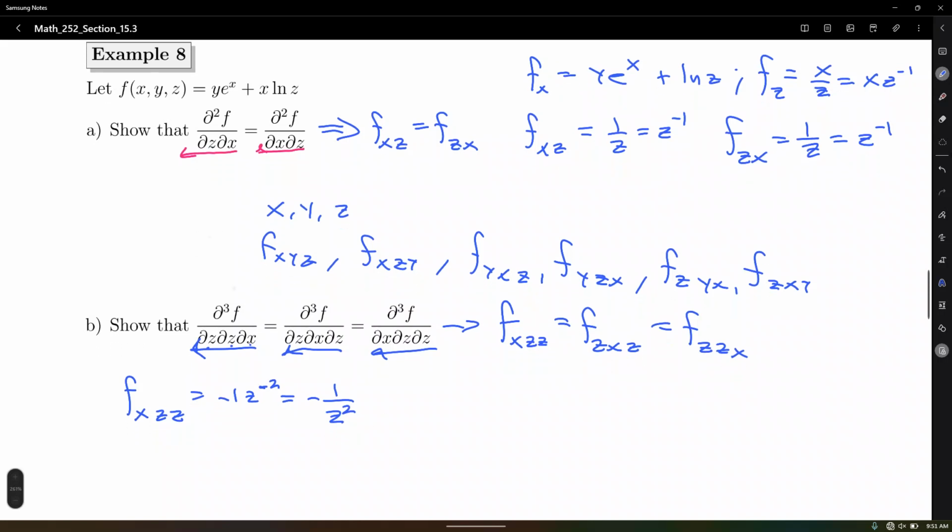All right. Let's do the other one, f z x z. We already differentiated f with respect to z and then with respect to x. That is the second mixed partial from part A, which is also z to the negative 1. I'm not going to differentiate it, I'm just going to give you the result because it's the same function. That's negative 1 over z squared.